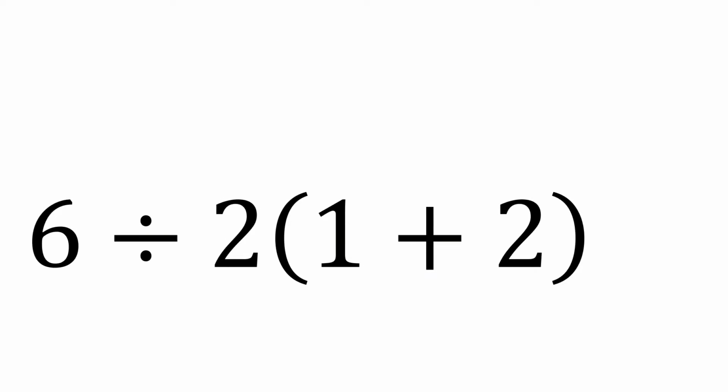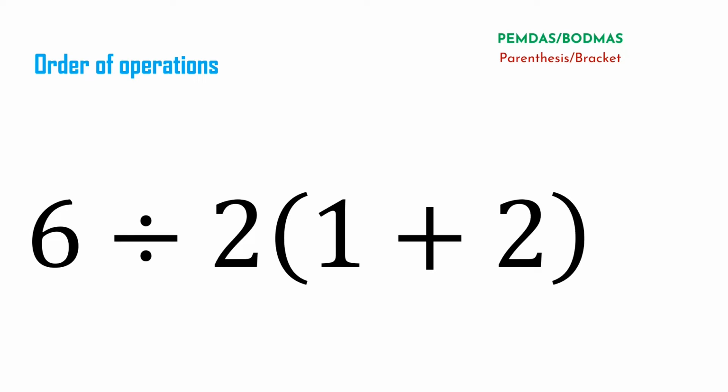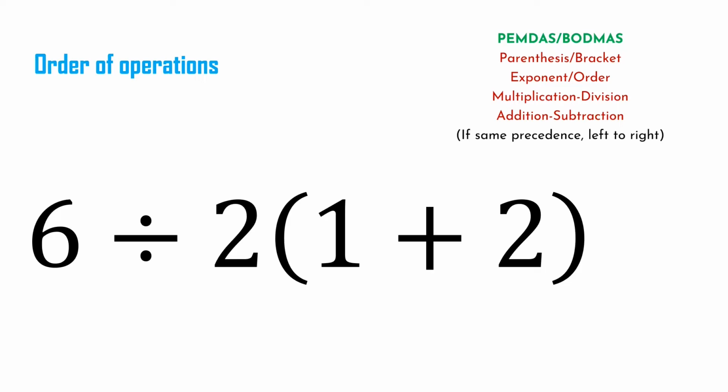The problem is an example of the order of operations. These are commonly referred to as PEMDAS or BODMAS. This refers to evaluating the parentheses or brackets, then the exponents or orders, then multiplication and division, and finally addition and subtraction. If two of the operations have the same precedence, we evaluate them from left to right.